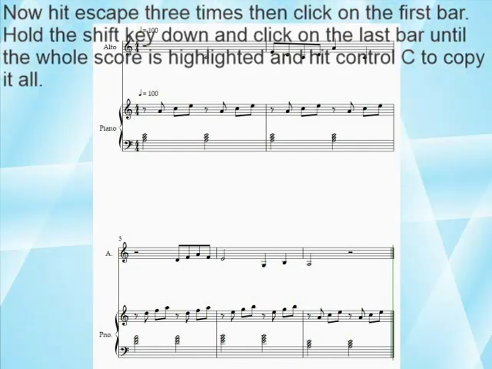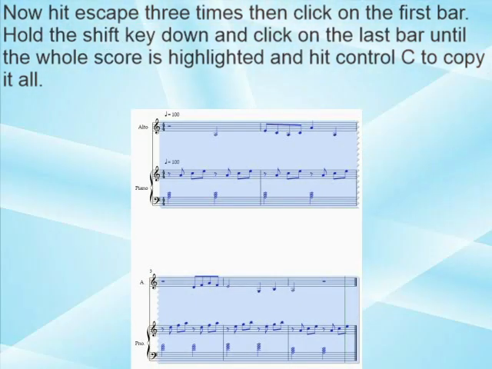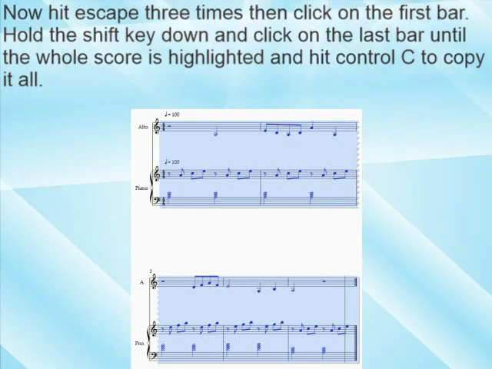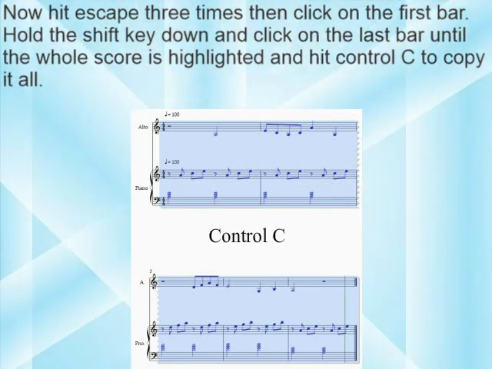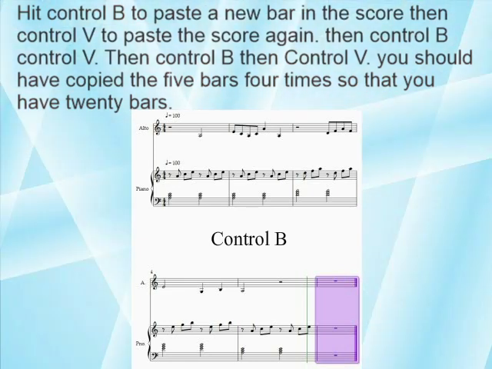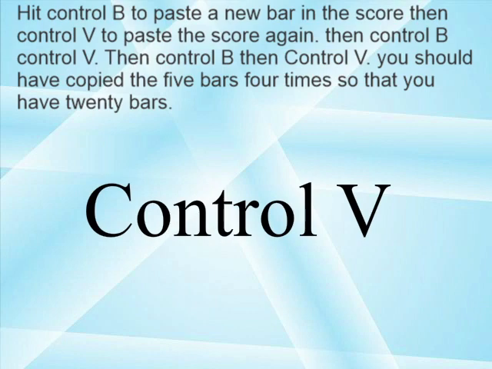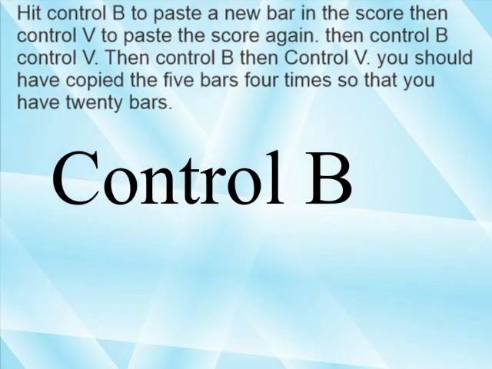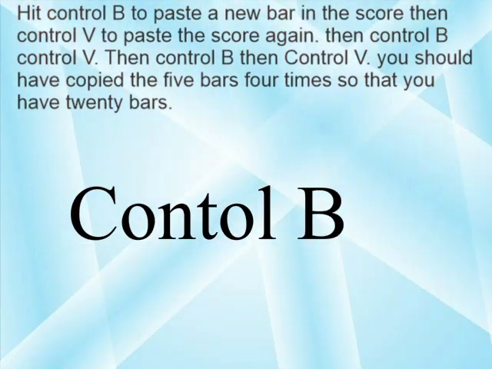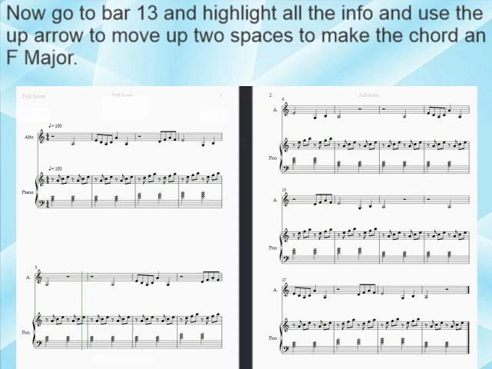Now hit escape 3 times, then click on the first bar, hold the shift key down and click on the last bar until the whole score is highlighted, and hit Ctrl C to copy it all. Hit Ctrl B to paste a new bar in the score, then hit Ctrl V to paste the score again, then Ctrl B, Ctrl V, then Ctrl B, then Ctrl V. You should have copied the 5 bars 4 times so that you have 20 bars.